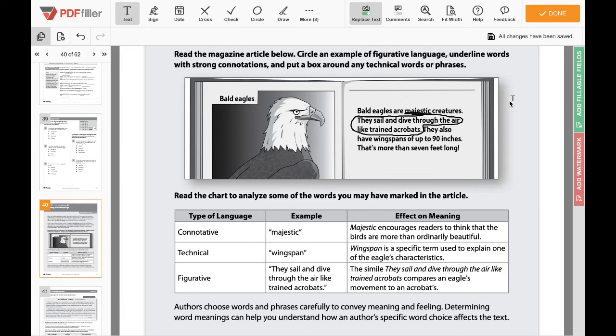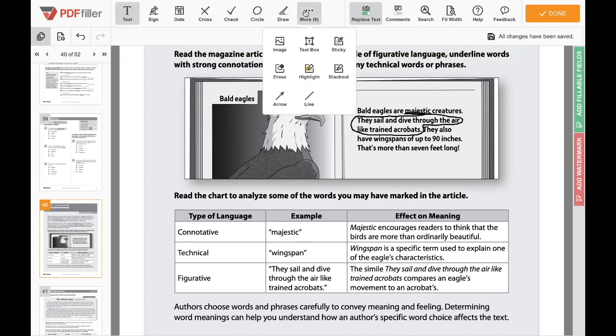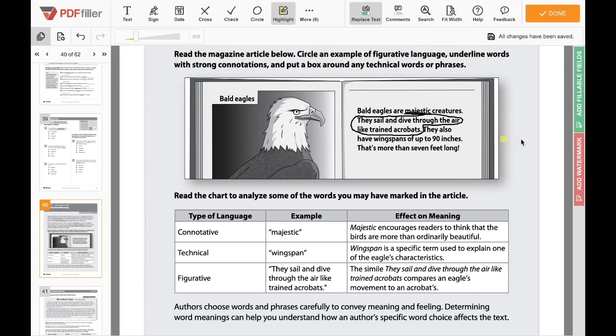Majestic gives a positive connotation to what bald eagles are, right? Now, we need to put a box around any technical words or phrases. I'm not going to do that. I'm going to highlight it because it makes it easier for me. They also have wingspans of up to 90 inches. That's more than 7 feet long.